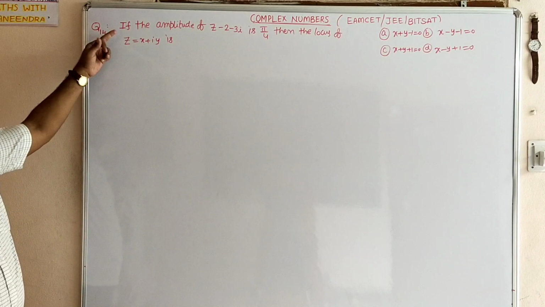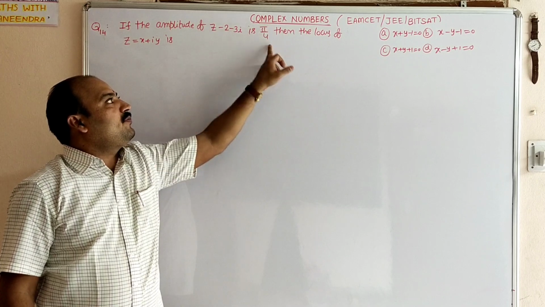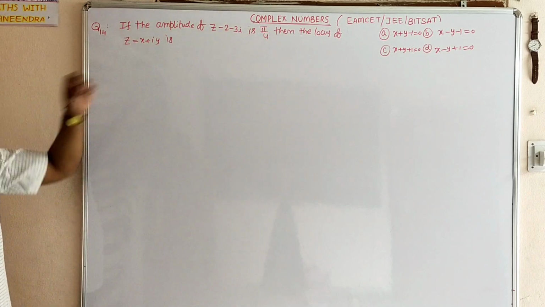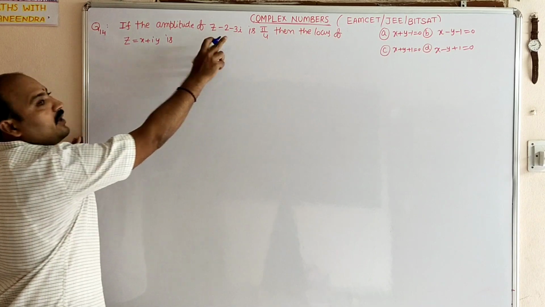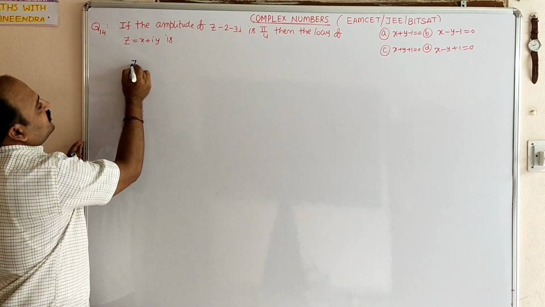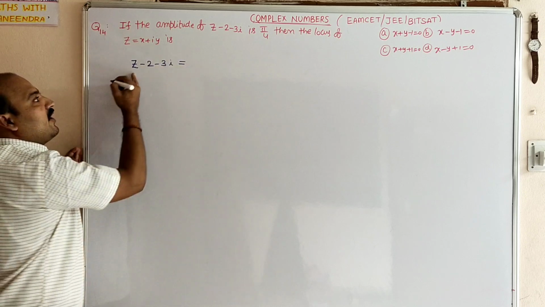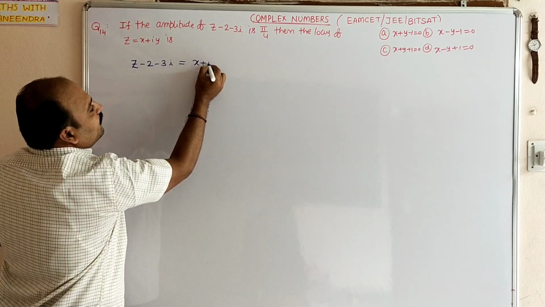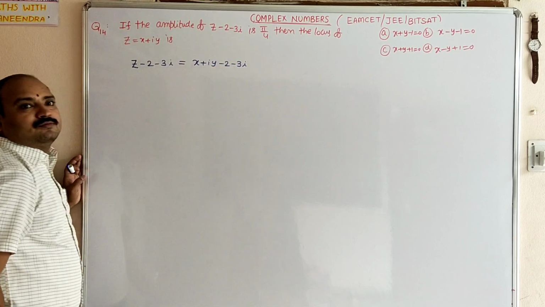The next question: if the amplitude of z minus 2 minus 3i is pi by 4, then the locus of z equal to x plus iy is? See, amplitude of z minus 2 minus 3i, where z value is x plus iy, minus 2 minus 3i.